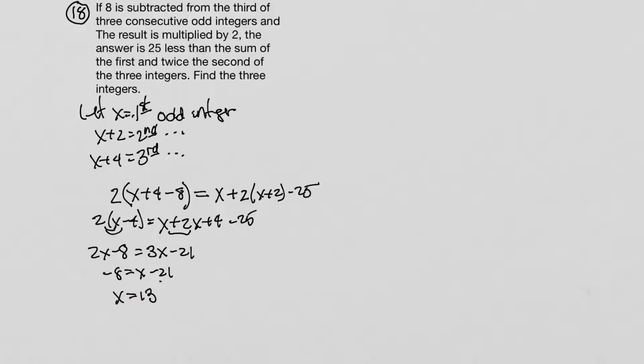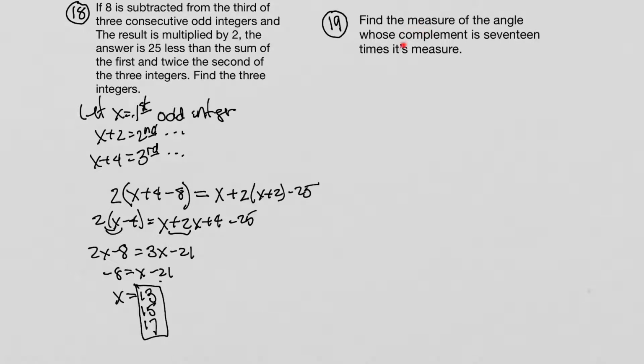So we can just tell x is 13, the next one is 15, the next one is 17. So find the 3 integers. There they are right there: 13, 15, and 17. Problem number 19.